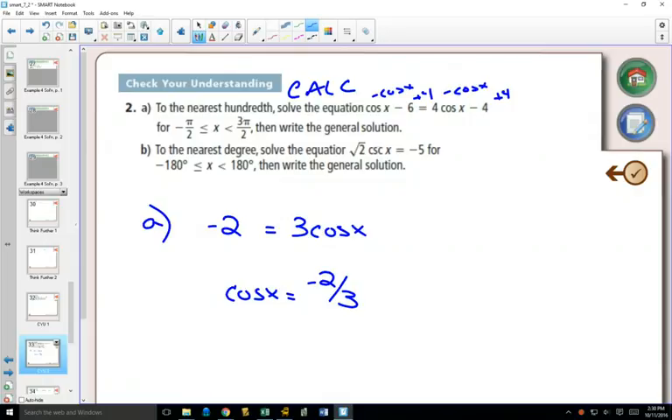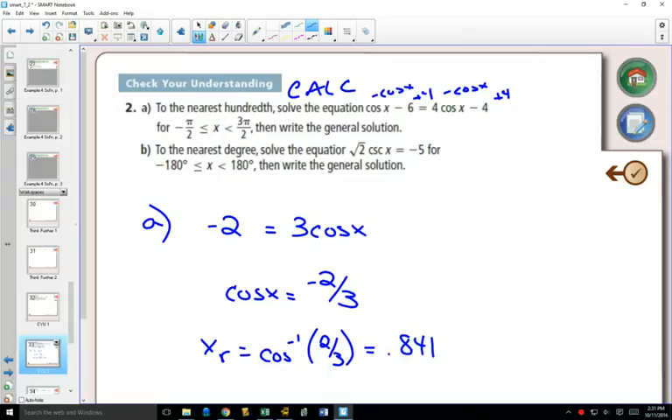Question is in radians. So we're going to want to get our answers in radians. Make sure your calculator's in radians. You're going to find your reference angle by doing cos inverse of positive 2/3. And cos inverse of 2/3 is 0.841.